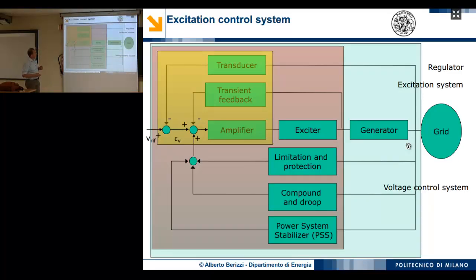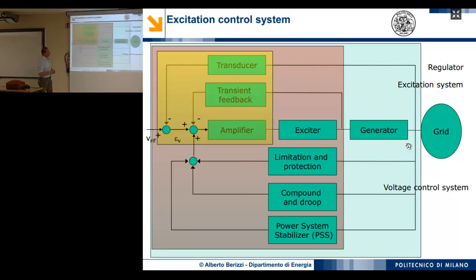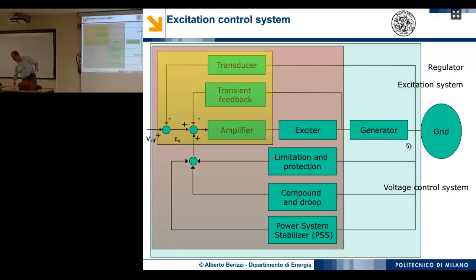Okay, so that was animated by the PDF, doesn't work. So here you have the different components of the excitation system. You have the regulator here, and this is the voltage. These are some additional signals, the PSS, as I mentioned, but also the compound and droop. I will talk maybe, I have 5 minutes left.